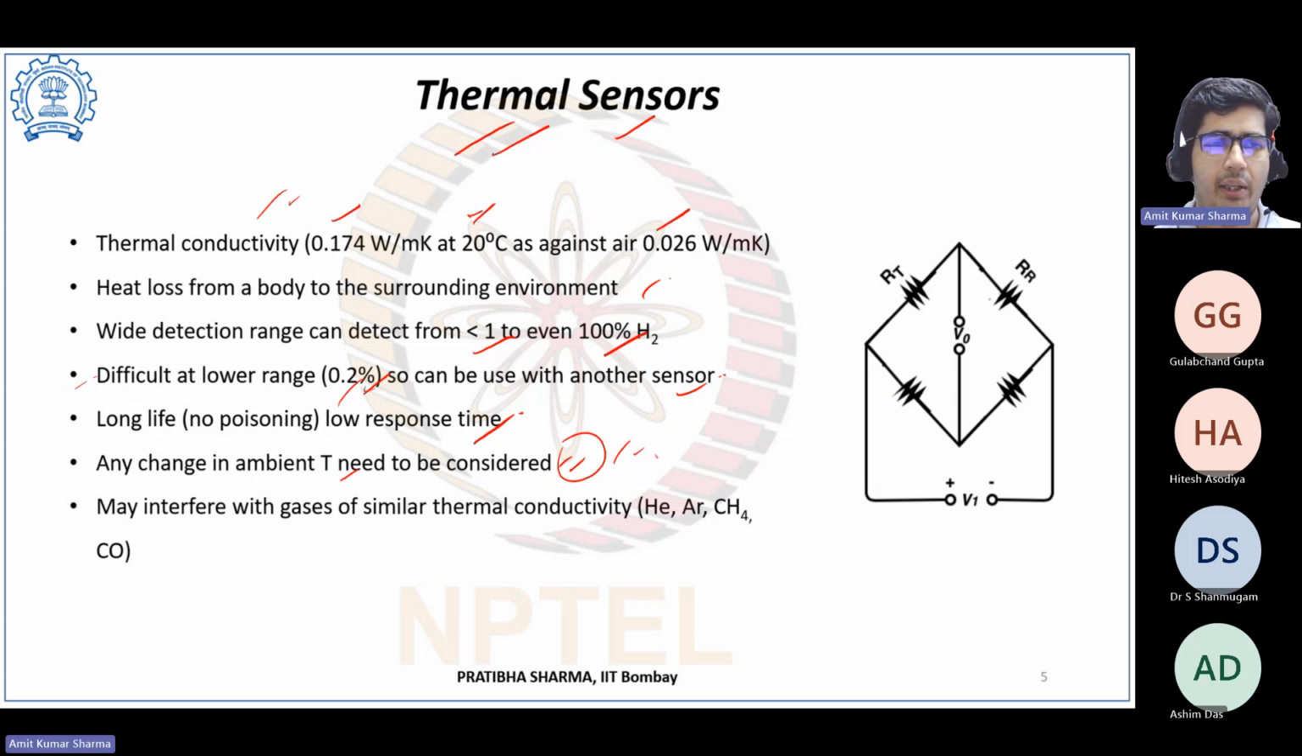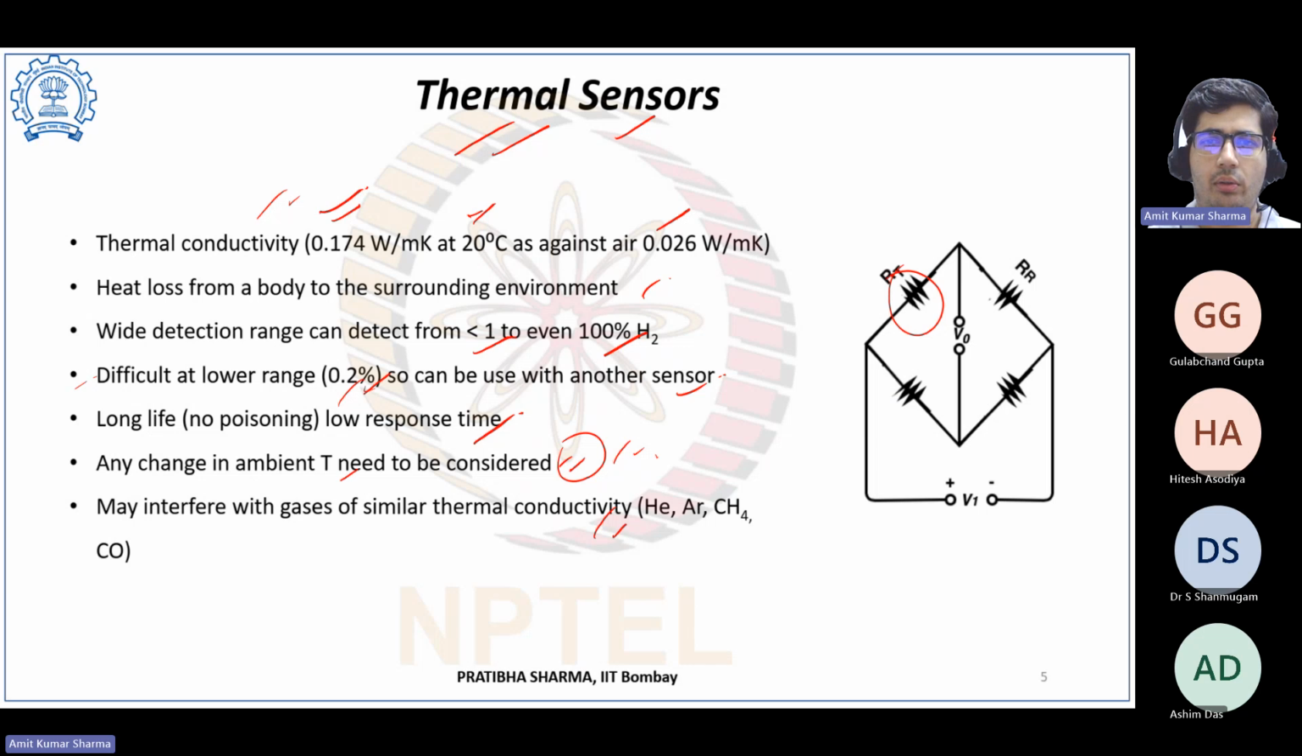Many interfere with gases of similar thermal conductivity. So if you have a composition with similar thermal conductivity, near hydrogen, then there will be interference. Okay, so you can say it's kind of a Wheatstone bridge.